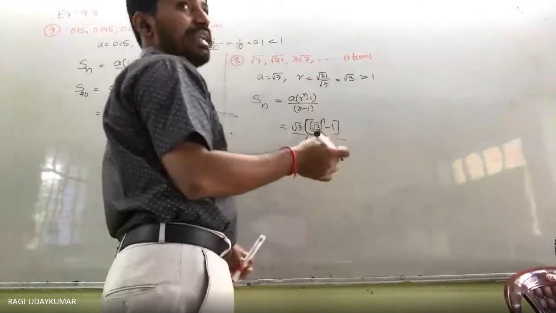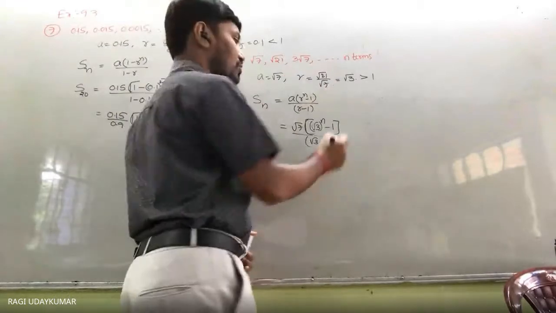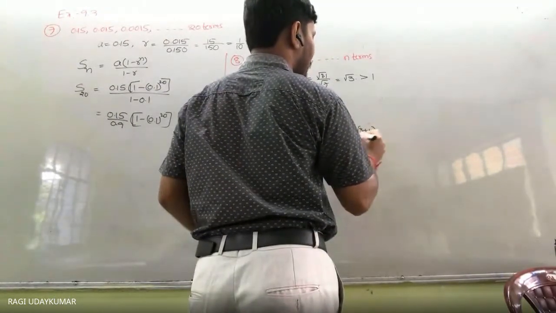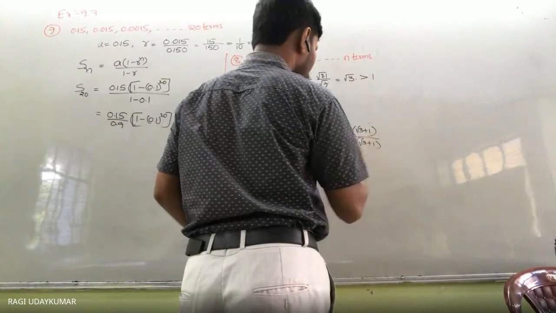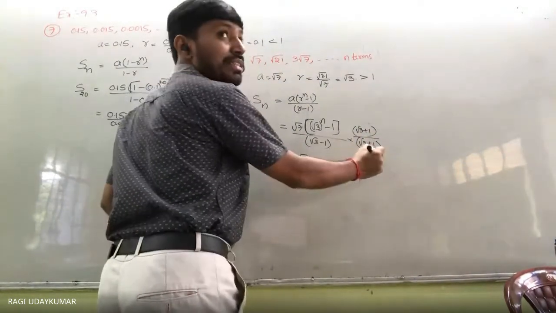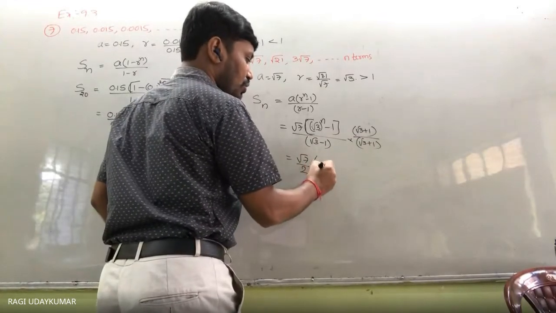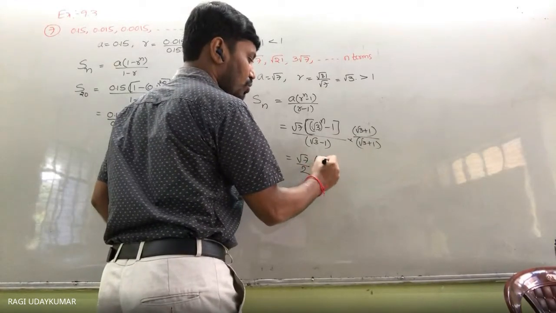As root 3 minus 1 is an irrational number, we can rationalize. If you multiply the numerator and denominator by root 3 plus 1, we are going to get root 7 by 3 minus 1, that is 2, into root 3 to the power of n minus 1 into root 3 plus 1. Okay. Next, the ninth question is here. These are all the questions you can expect as objective type questions.